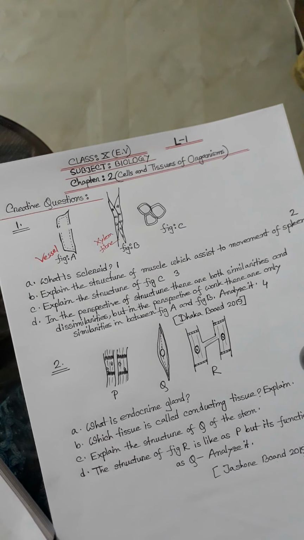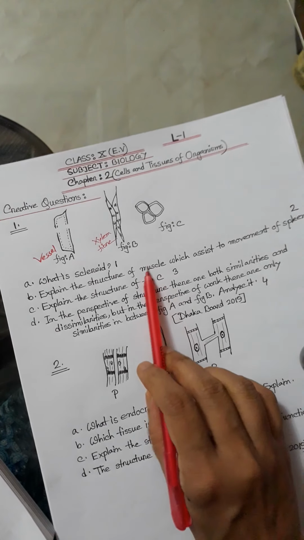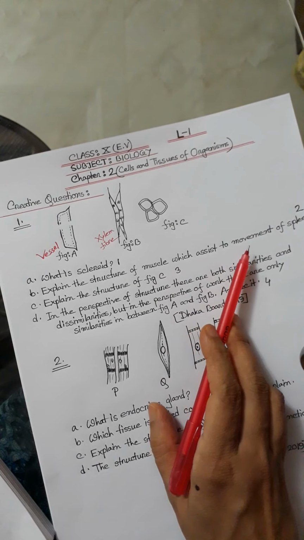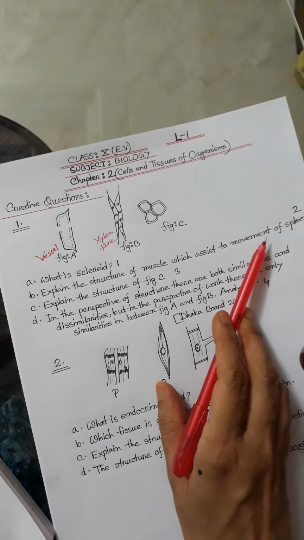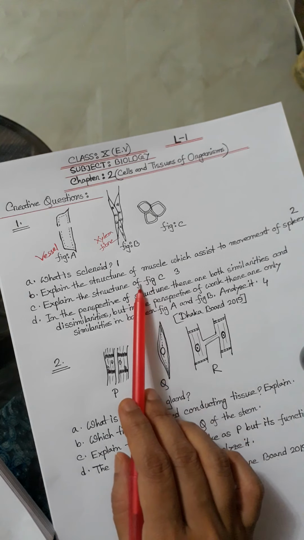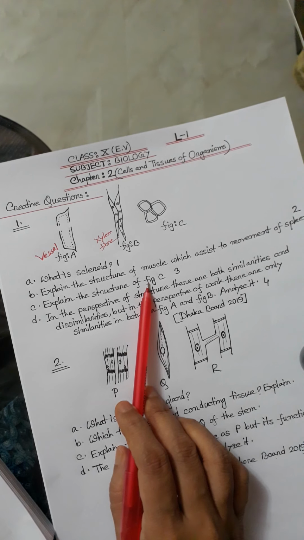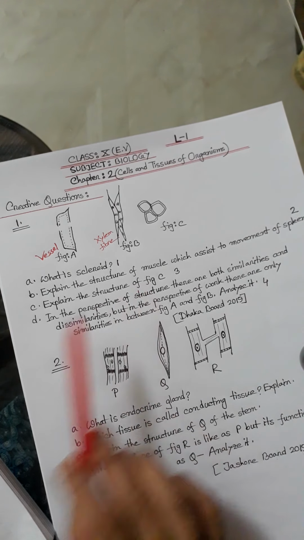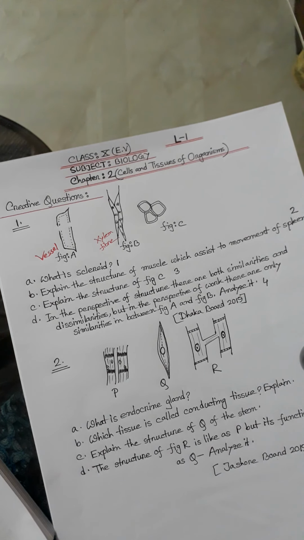Number B: explain the structure of muscle which assists the movement of the spleen. Spleen means your pliha. The muscle which assists the movement of the spleen is involuntary, or smooth muscle. The contraction and expansion of this muscle tissue does not depend on the will of the animal.